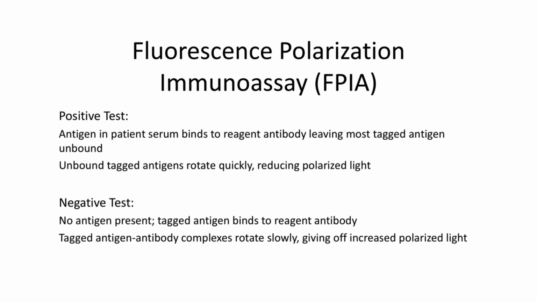In a negative test, when no antigen is present in patient serum, the tagged antigen binds to the reagent antibody. These antigen-antibody complexes rotate more slowly, giving off an increased amount of polarized light. This technique provides a sensitive and reliable way to measure antigen-antibody reactions in clinical immunology.